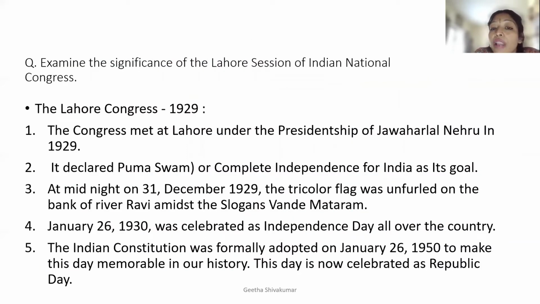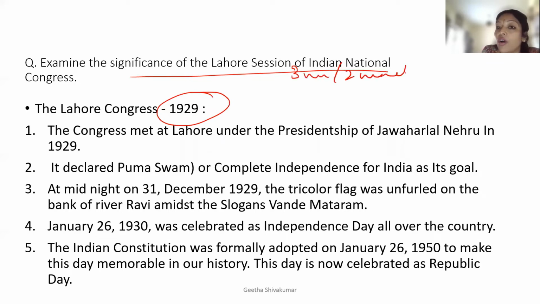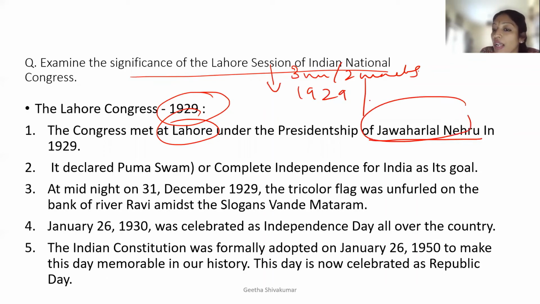Examine the significance of the Lahore session of the Indian National Congress. Why is the Lahore session very important? What was the importance of the Lahore session, which happened in the year 1929? It could be a 3 marks or 2 marks question. What are the reasons why the Lahore session played a very important role? As the name itself says, the session was held in Lahore, under the presidentship of Jawaharlal Nehru in 1929. If they ask you about the Lahore session, you need to remember the year 1929. The leader was Jawaharlal Nehru.